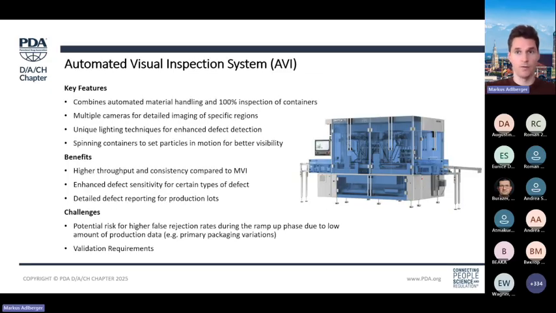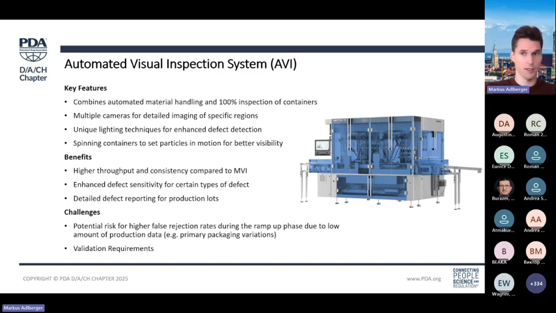With the automated visual inspection machine, I call it AVI, you have a 100% inspection without human dependency. The containers will be automatically transported through the entire machine, and different camera stations or other inspection methods like HVLD detect the defects from your manufacturing process. This method is very efficient and provides a very high throughput with a consistent high quality.